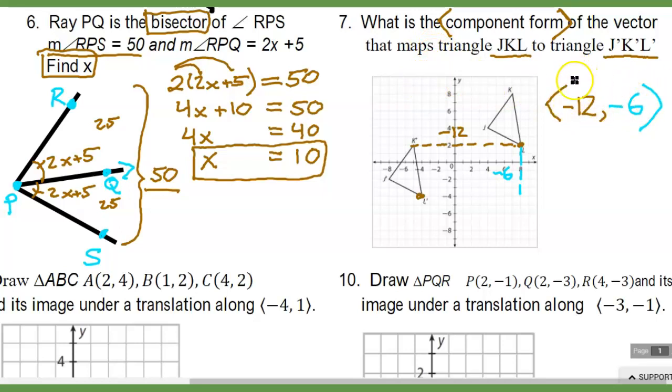That's all you need to do. It's synonymous with doing this: x minus, in parentheses, x minus 12, y minus 6. This is called coordinate form. Okay. These are the same thing. You really just leave out the x and the y and use pointed parentheses, and you have the component form.